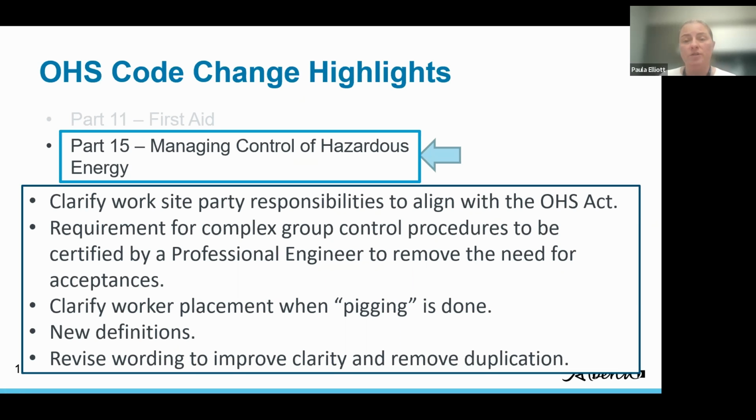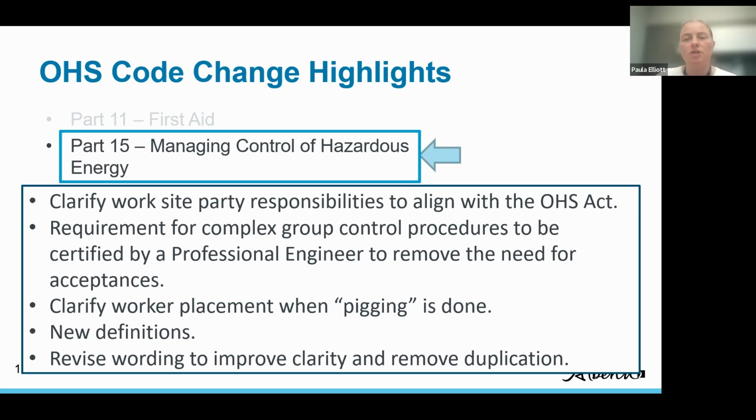The requirement for complex group control, this is another example of an acceptance that's been removed. The requirement for complex group control procedures to be certified by a professional engineer has been included in this part to remove the need for acceptances of these procedures. There's a little bit of history around this in terms of some changes that happened in 2018. However, we needed to remove the administrative need for an acceptance, and those acceptances actually did require professional engineer certification with the complex group control procedures anyway. So by incorporating it into the legislation, it makes it easier for everyone.